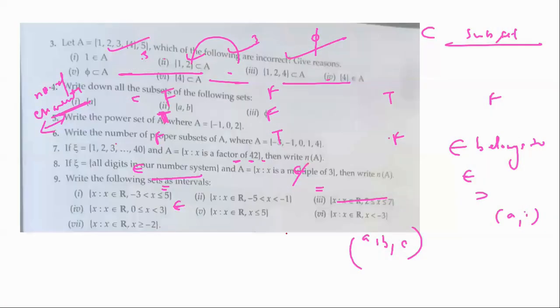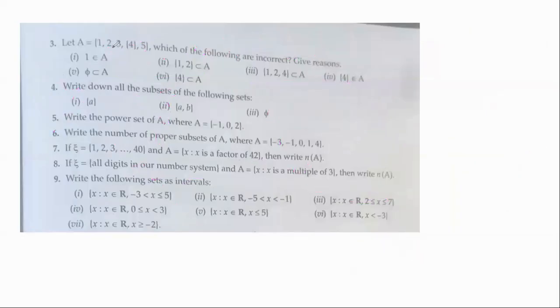Question number 3. The question number 3 is, let A be the set which has elements 1, 2, 3, 4, and 5. Which of the following are incorrect? And we have to give the reason also. 1 belongs to A. Yes, 1 is the subset of A. 1 is coming from the set only. So yes, right? Then {1, 2} is a subset of A.